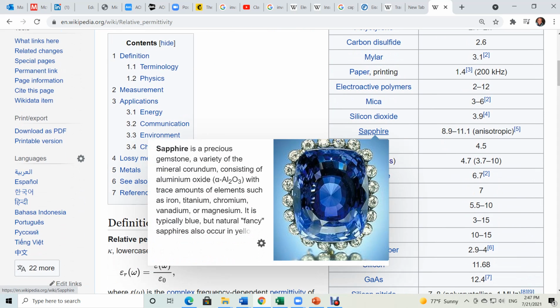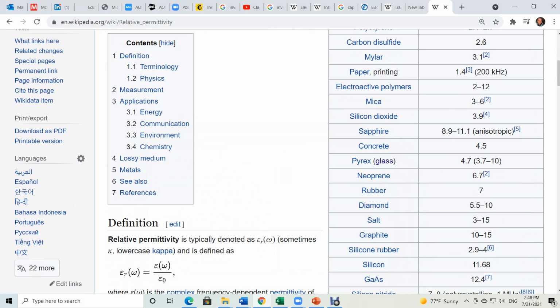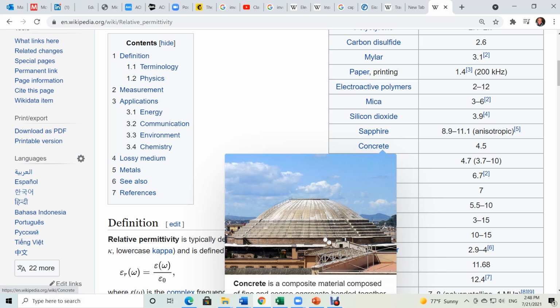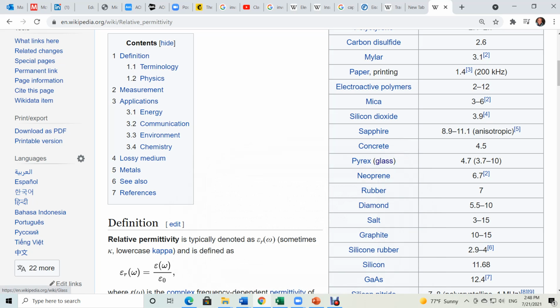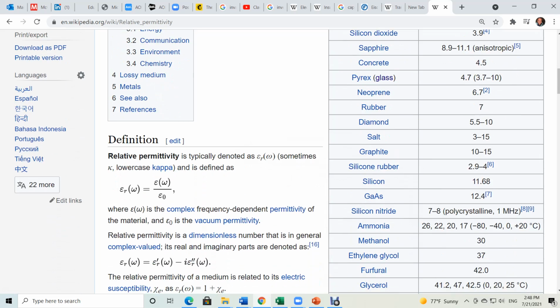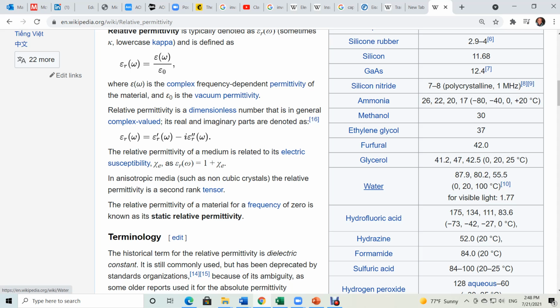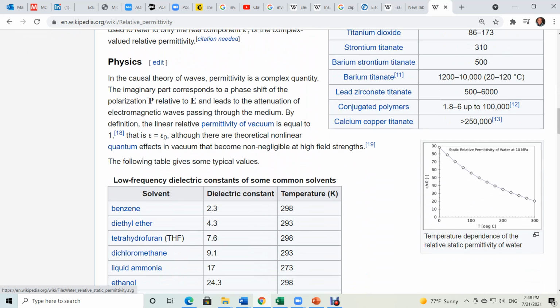Sapphire. Do you know sapphire? A precious stone, anywhere between 8.9 and 11.1. Concrete, Pyrex, the type of glass, neoprene, rubber, ammonia, water. Water is 87.9, depending on the temperature, okay? At 0 degrees C it's 87.9. At 20 degrees C it's 80.2. If it's boiling water, it's 55.5.